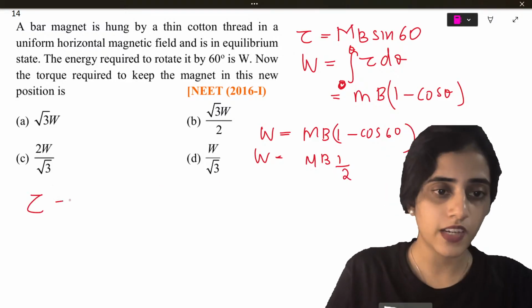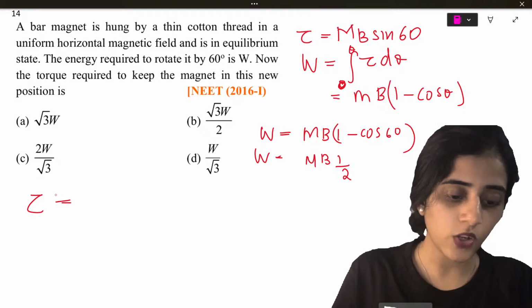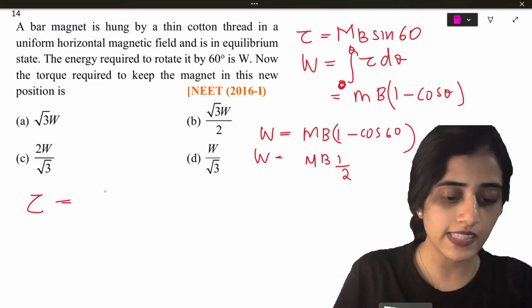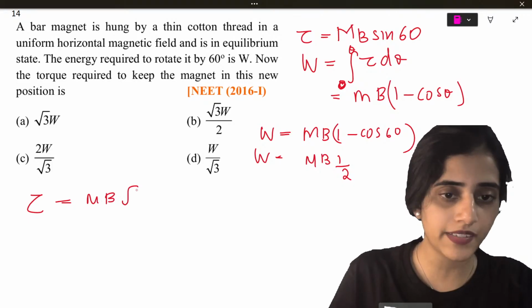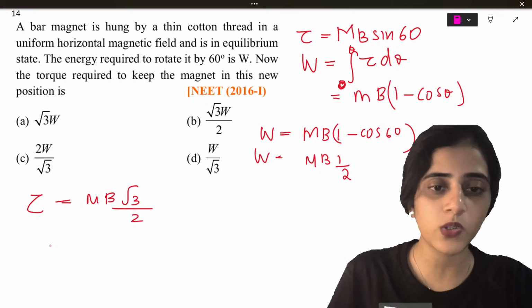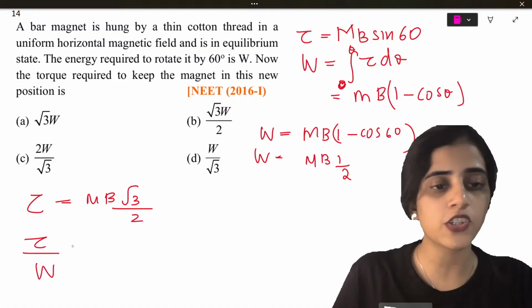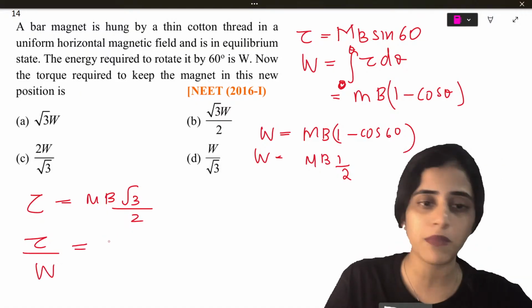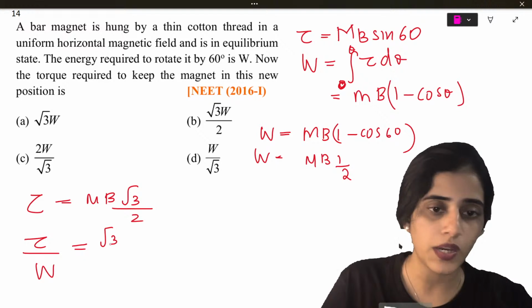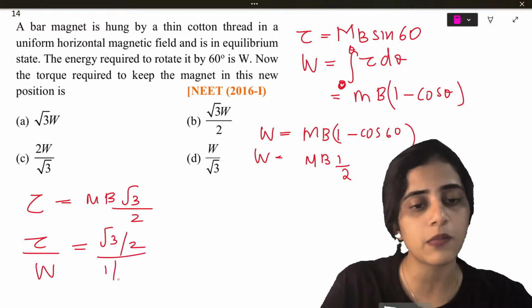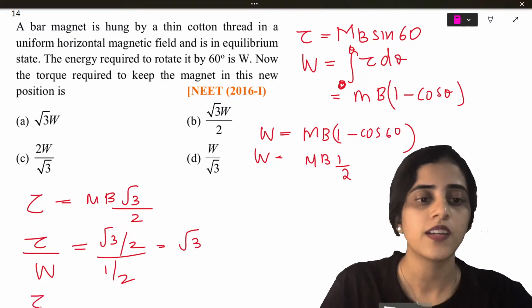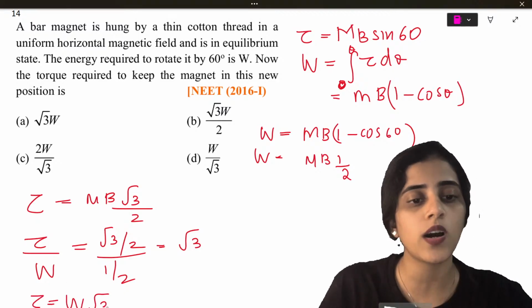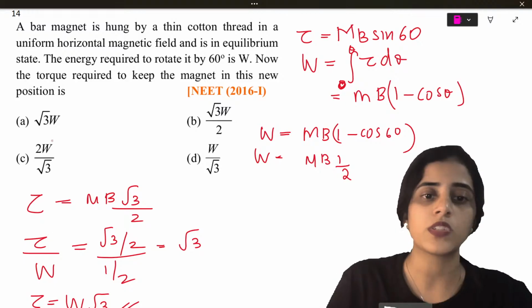Now how much will my torque be? Torque would be mB sine 60, which is mB times root 3 by 2. Now, if I take the ratio of torque by work done, mB would definitely cancel. So I will have root 3 by 2 divided by 1 by 2, which would be root 3. So torque is equal to work done into root 3, which is option A.